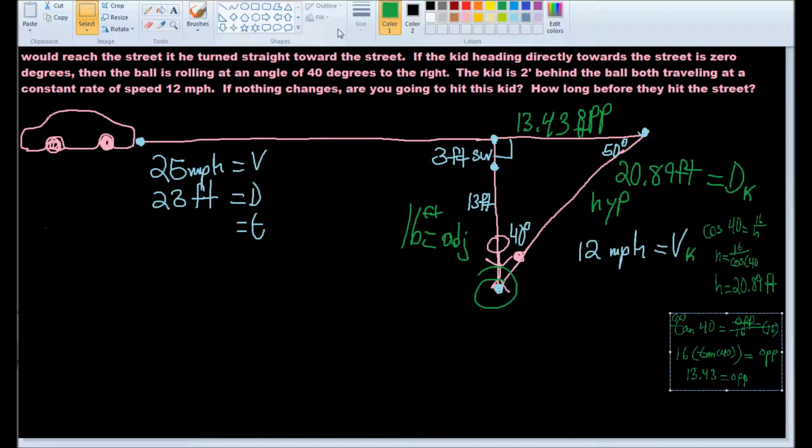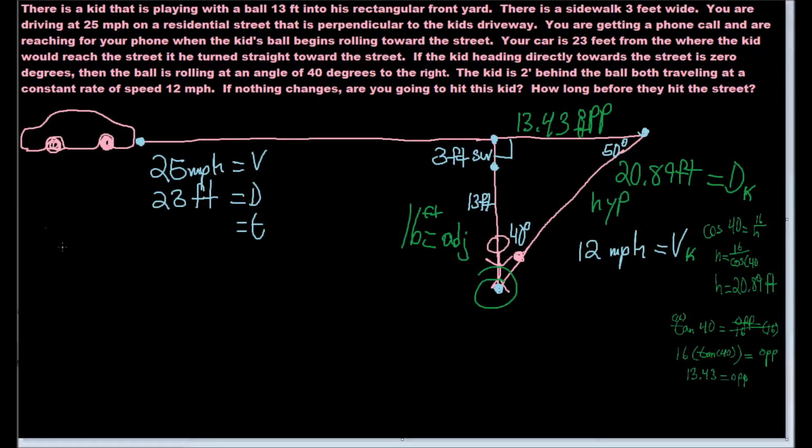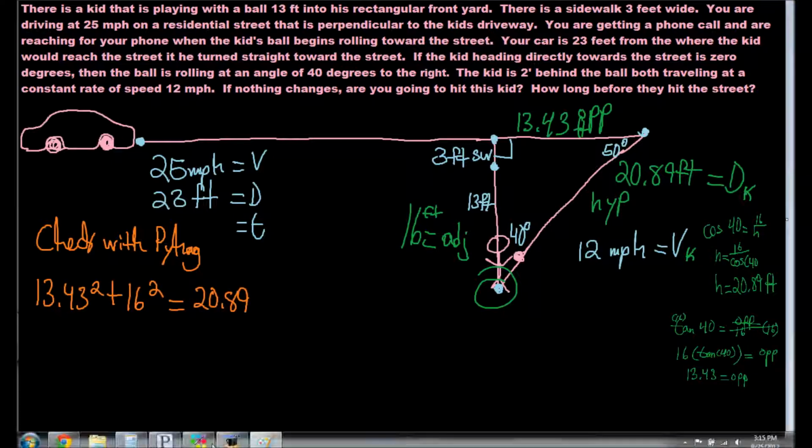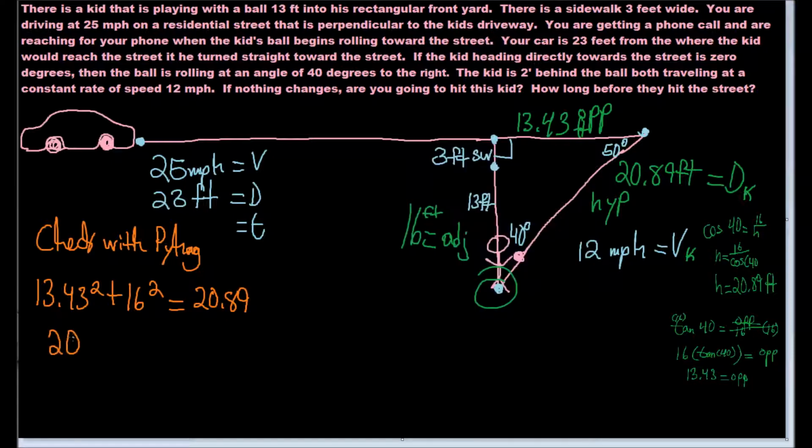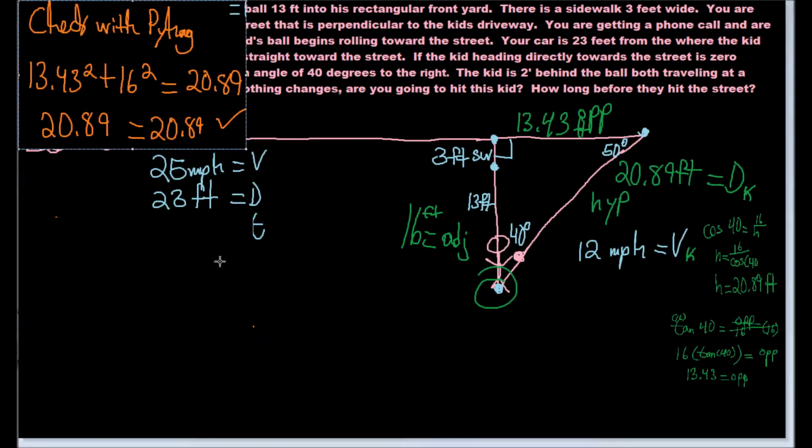You want to check your work. Have them check their work. If they don't check their work, show them how to. In this case, I just used the Pythagorean theorem to verify that everything is balanced. So you take your 13.43 squared, you add that to your 16 squared, and then you take the square root of that number, and you still get 20.89. That's how you know you're correct.